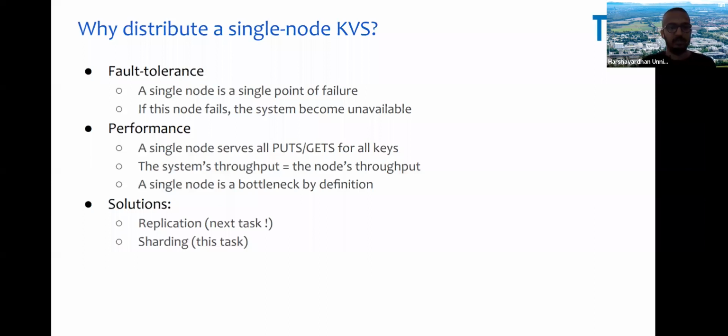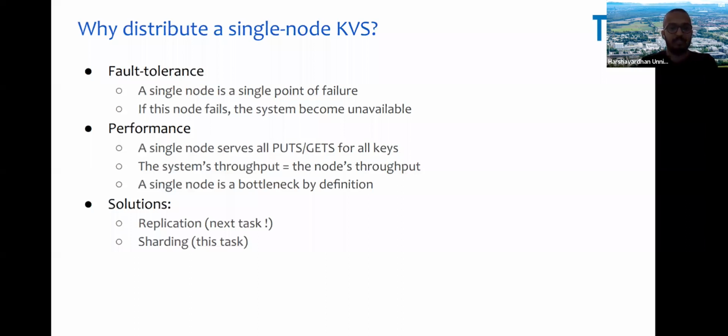Next, let's take a look at some of the background information that will help you solve this task. First, let's see the main reasons to distribute a single node key value store. There are two major reasons to convert a simple single node key value store into a complicated distributed system. The first reason is to improve fault tolerance. In a single node key value store, the single node becomes a single point of failure. If this node crashes, then no more requests for keys can be served and the system becomes unavailable.